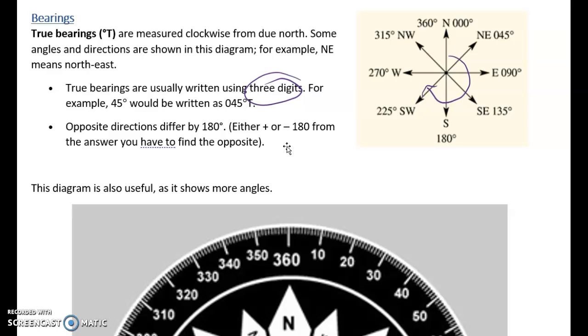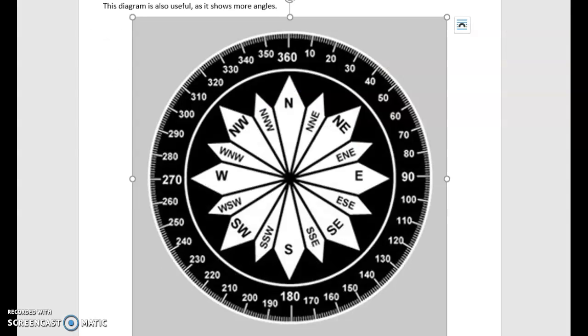For the opposite direction, if let's say you were going northeast and then you turn around and face southwest, you'll find that the difference between the 2 values is 180. So 45 plus 180 gives you 225. We've also included this diagram in the notes for you because it shows you all of the degrees, so it might help you with drawing triangles.